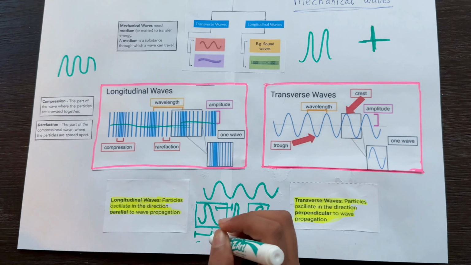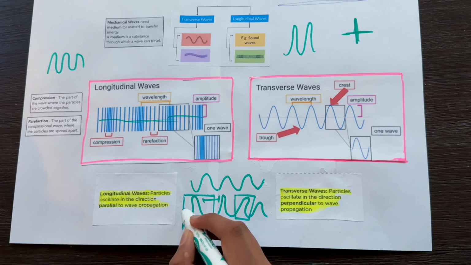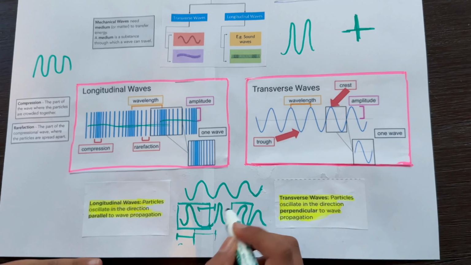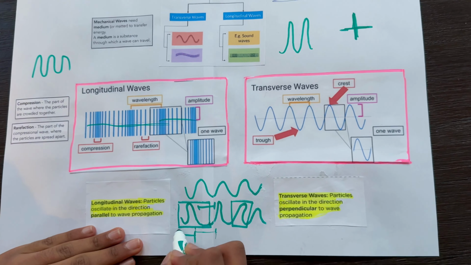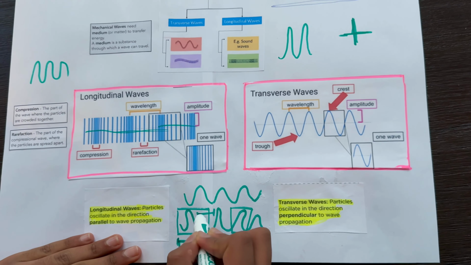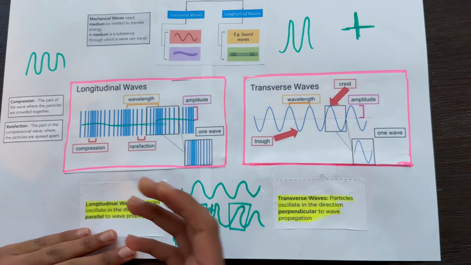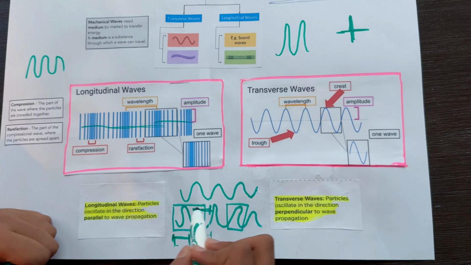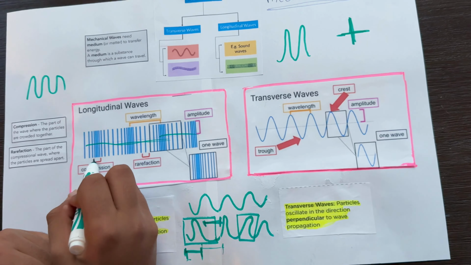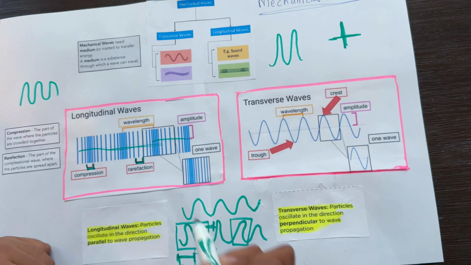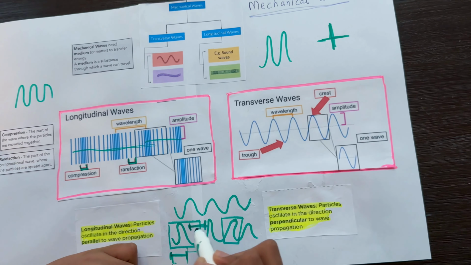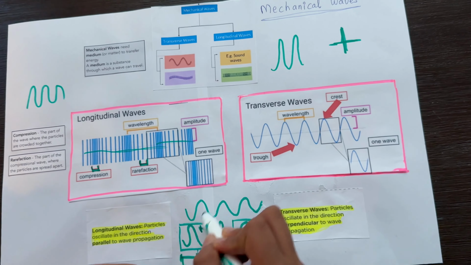So if we were to transcribe this longitudinal wave, it would look something like this. You can see that this area over here is much more compressed, but this area over here is much more rarefied. We can also see this over here. This area is much more compressed, but this area is more rarefied. So that's how we could potentially transcribe this in transverse wave form.